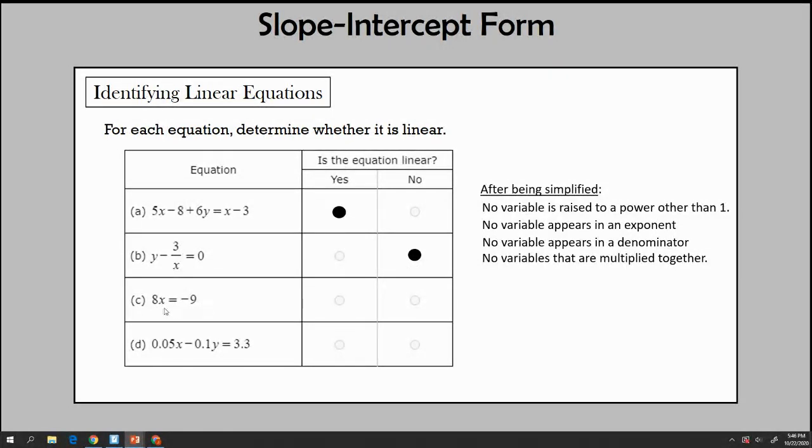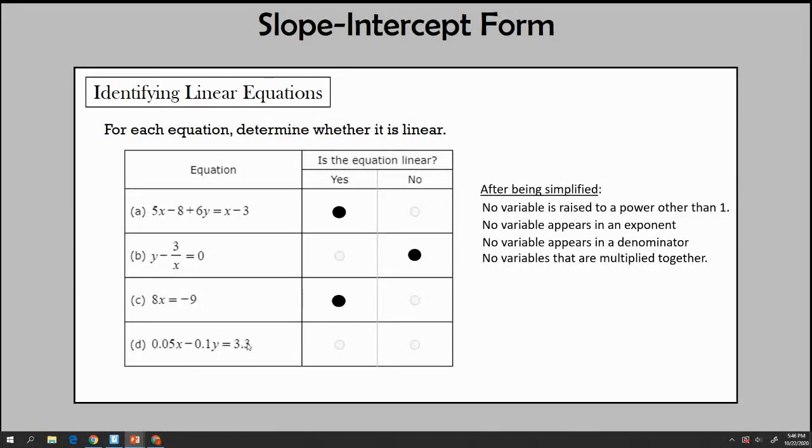Now you may say, well, I don't see x's and y's. You don't have to have both x's and y's. You can have an x or a y. But if you go through your list, x is to the first power. There's no variable in the denominator. There's not variables multiplied together, and there's no variable as an exponent. So yeah, this one's linear.